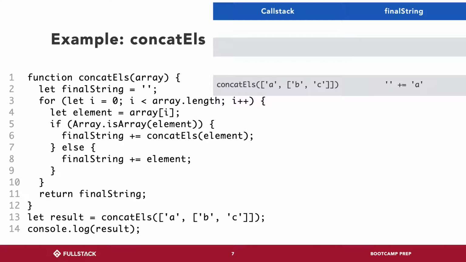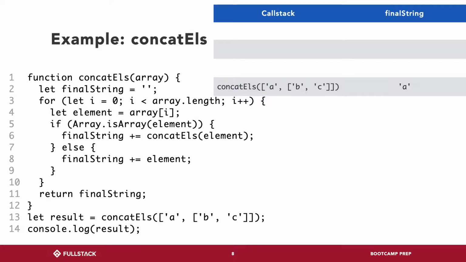Does this make sense? We haven't gotten to anywhere difficult yet, right? This makes sense. Empty string plus equals A. That's the first thing in the for loop, right? So final string is now A.